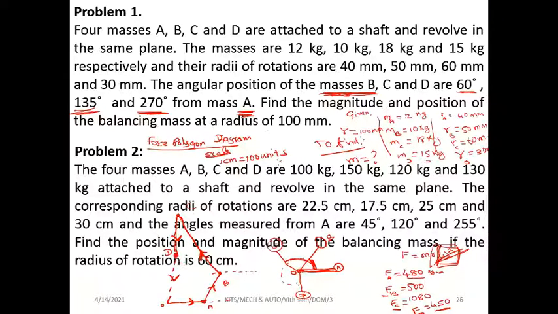Now you measure this distance, O to D. Also measure this angle. You might get some angle value, and the diagram might give you the final resultant like this.